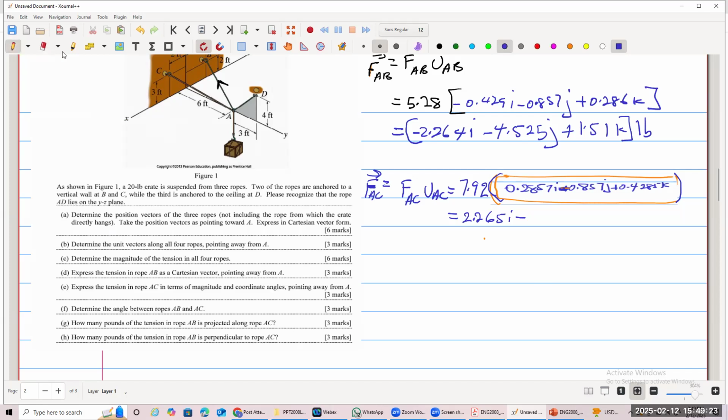All right. So it's 6.787. We could actually call it 6.79. And then the last one is a plus. So it is 0.4285 times 7.92. What do you get for that one? 3.39.